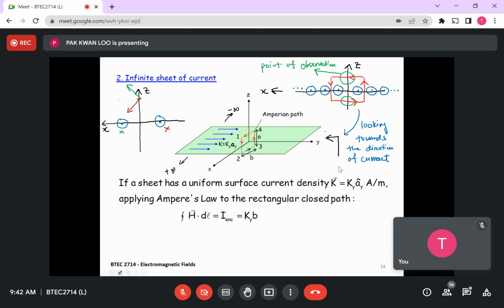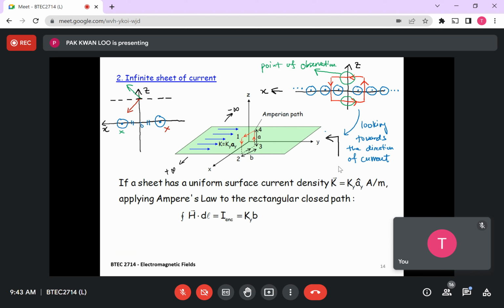So if I'm considering that, these two line currents are symmetrical with each other, that means from the origin to here, the distance is the same, and from the origin to here, the distance is the same. So they are symmetrical about the z-axis. So if they are symmetrical about the z-axis, my magnetic field direction will be as such.